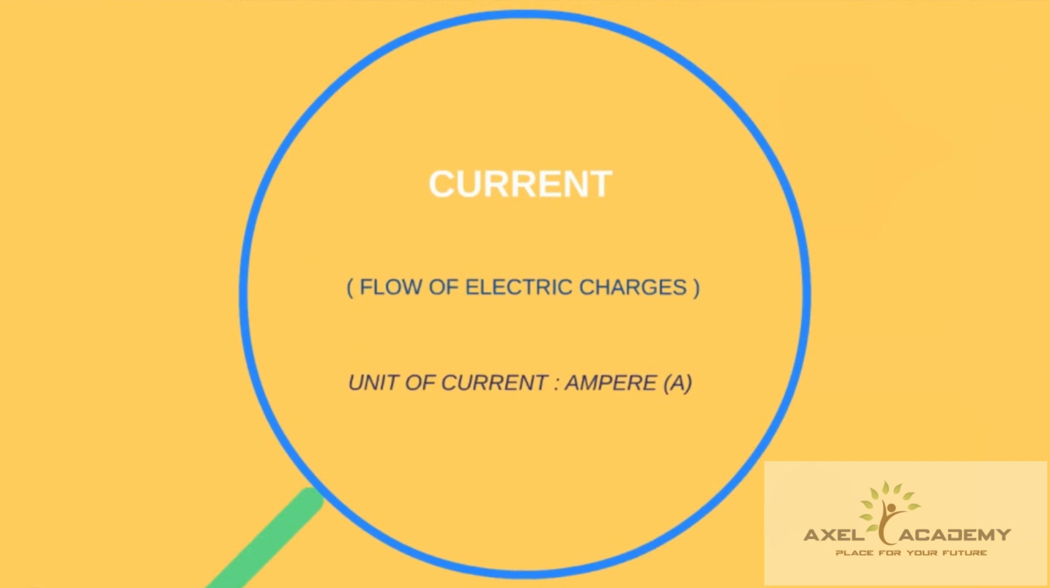When we hear the word electricity, the first terms which come to our mind will be current and voltage. Current is the rate of flow of electric charges. The unit of current is amperes. It is named after Henry Marie Ampere.